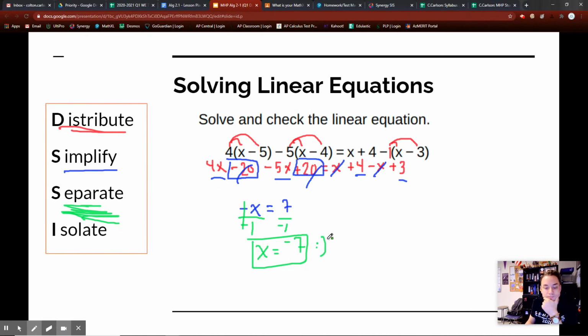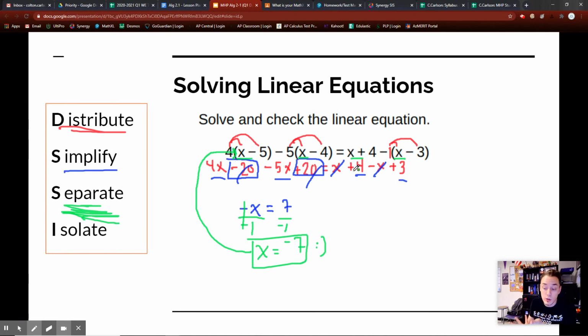That's my final answer. Now, sometimes Math Excel will say, hey, check it. What does checking mean? It means if I plug this x back in for that x, that x, that x, and that x, it should work out.